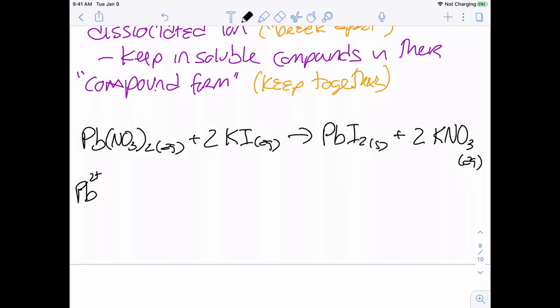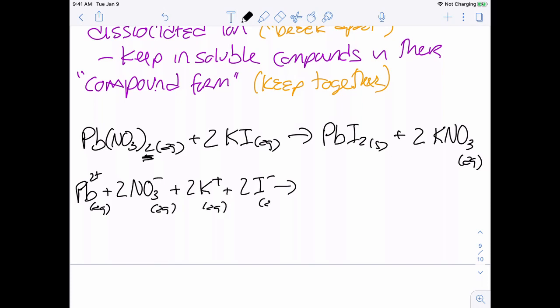So lead 2 plus. This 2 here tells me I have 2 nitrates. So the 2 is going to come in front. There's no such thing as a diatomic nitrate, so I'm not going to write NO3 in parentheses with a 2. I'm going to write 2 nitrate. I have 2 potassium ions, right? There's a 2 in front of potassium iodide, plus I have 2 iodide ions. Again, all of those need to have charges. If you don't write the charges on them, they're actually incorrect. And then they all get aq.